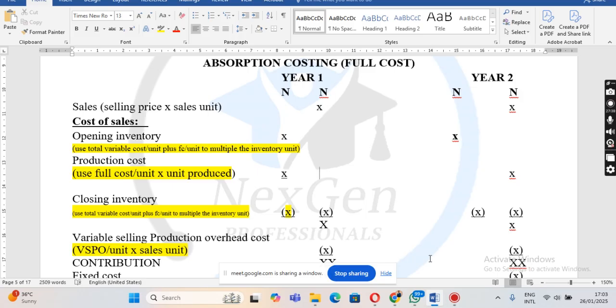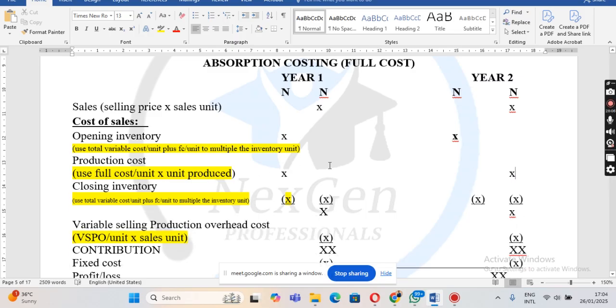Now, use your full cost. When you add the opening inventory plus the production cost, you add the two together. Or let's do it this way: your opening inventory plus your production cost, minus your closing inventory. Let's do it that way. You can see it on my screen. Opening inventory, add production cost, less closing inventory.